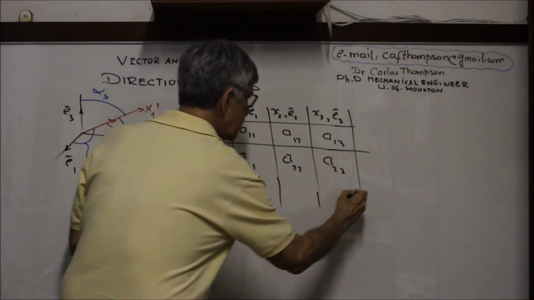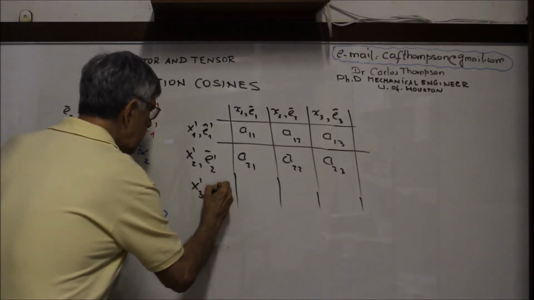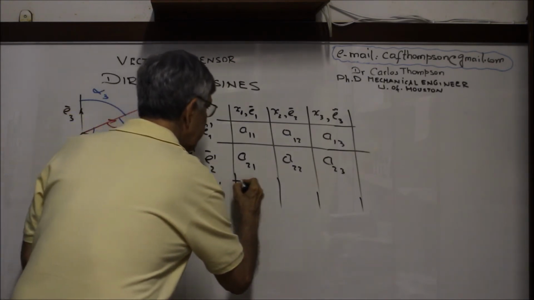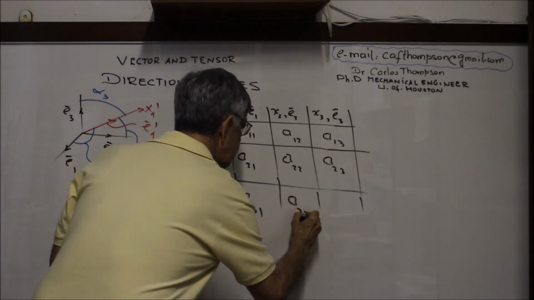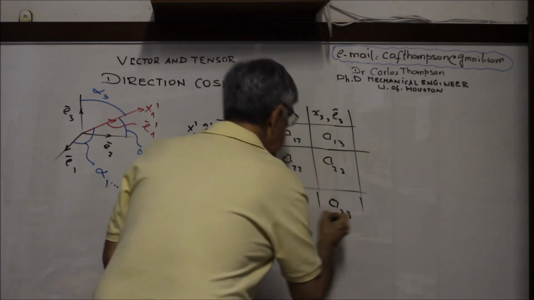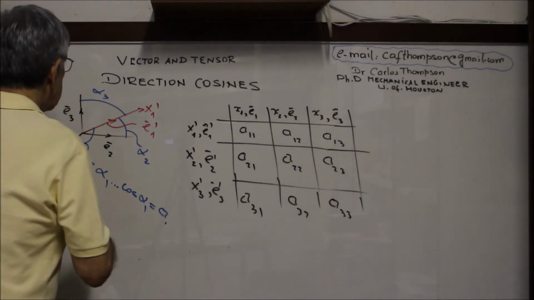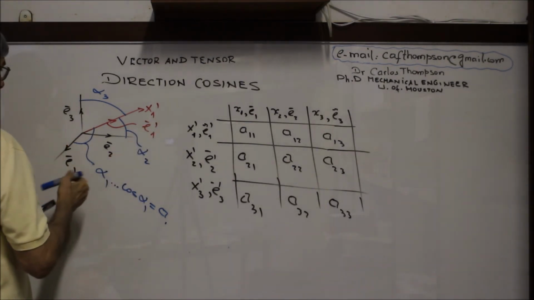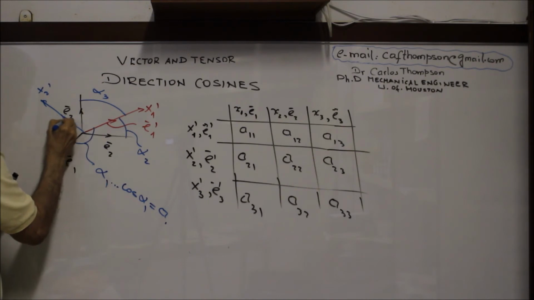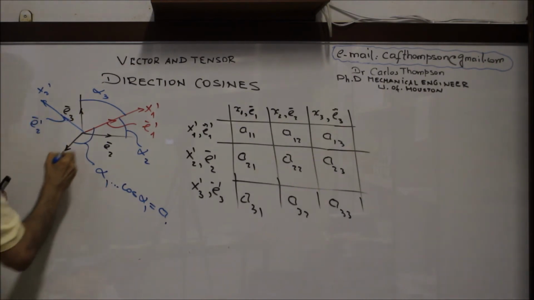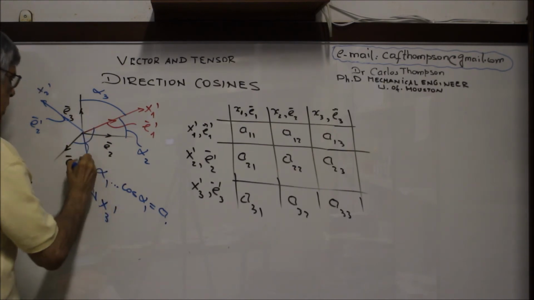Now we can prove this, just easy. Now x prime 3, or E prime 3, will be A31, A32, A33. Now, a very important point here is this. You have x1 prime, e1 prime. We could have here x2 prime, here e2 prime. And the x3 could be like here, x3 prime, this will be e3 prime.